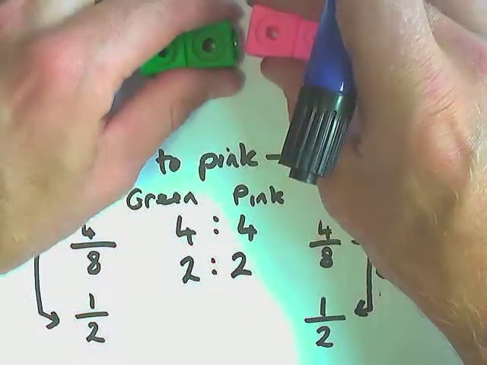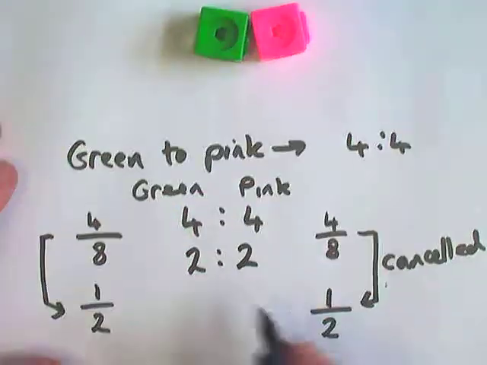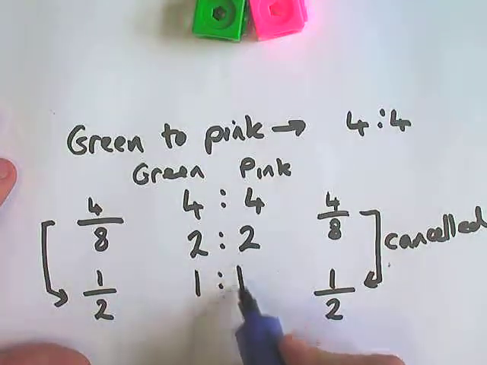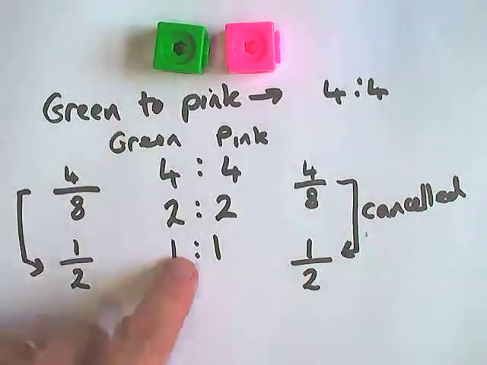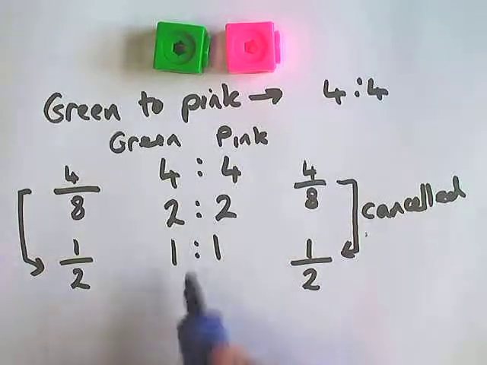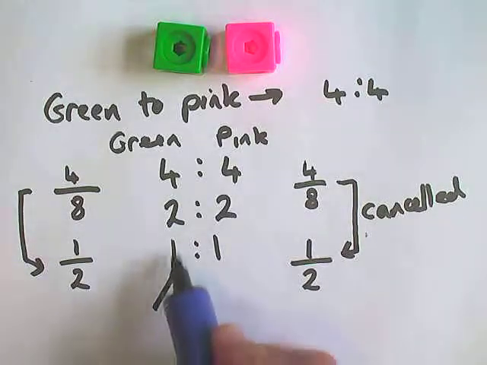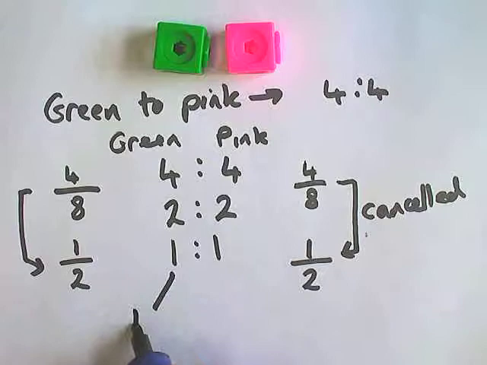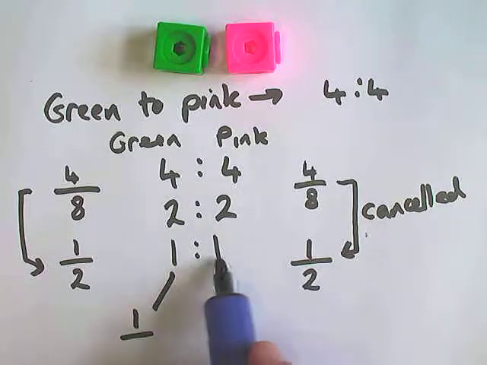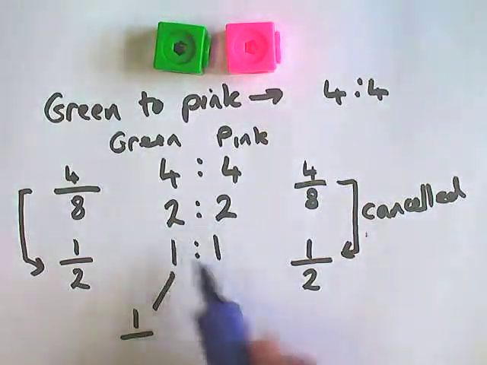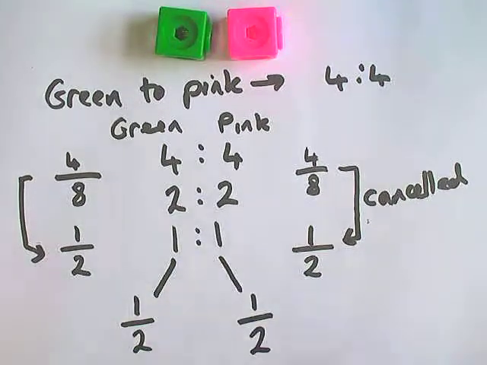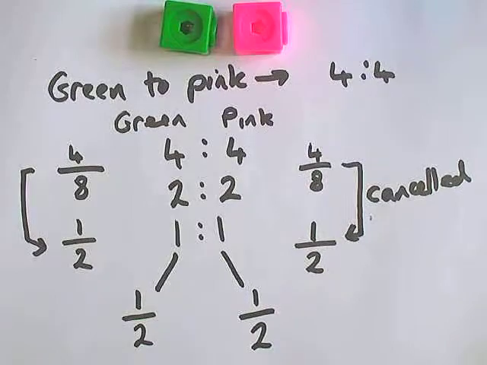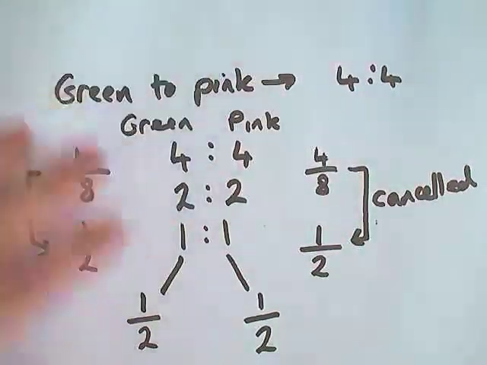Or we could notice that for every 1 green, there's 1 pink. 1 to 1. And every single fair share ratio will turn into 1 to 1. And if we look at that, you can see that the green is 1 out of, and there's 2 blocks, they add up to 2, so it's 1 out of 2, or a half. So that's fair shares, but what about something that's not in fair shares?